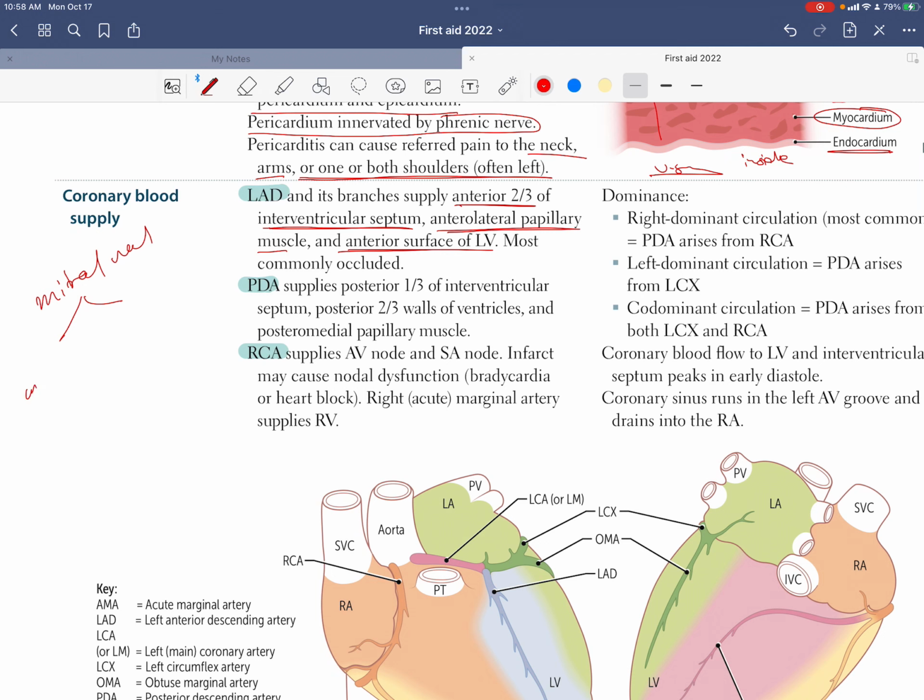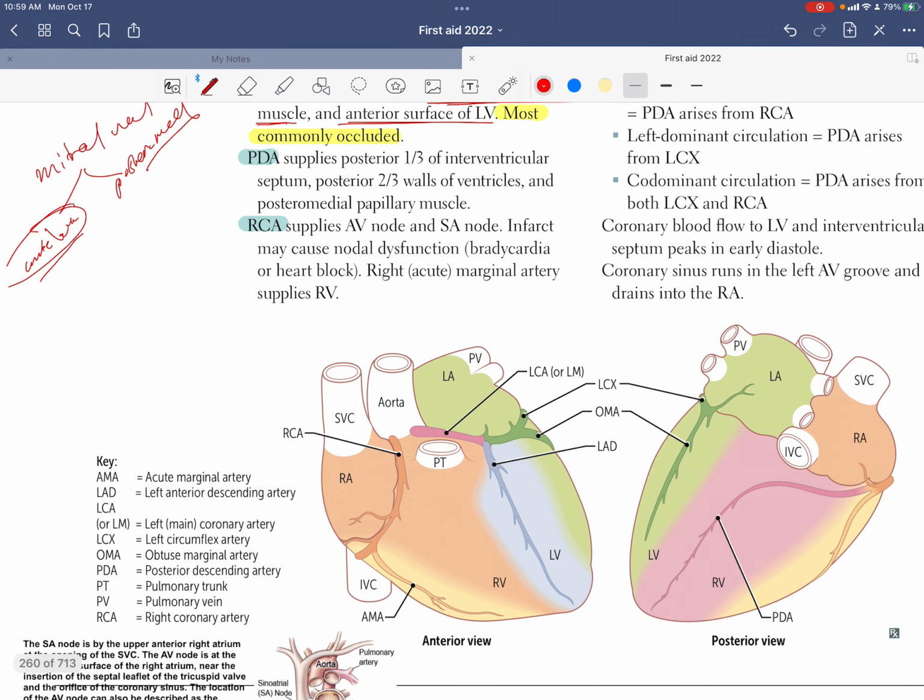This is based on my own knowledge: the mitral valve has two papillary muscles. One is the anterolateral, and the other is posteromedial. The anterolateral papillary muscle is supplied by the left anterior descending. This artery is most commonly occluded. So if we have an occlusion in the coronary artery, the first thing that should come to mind is the left anterior descending.